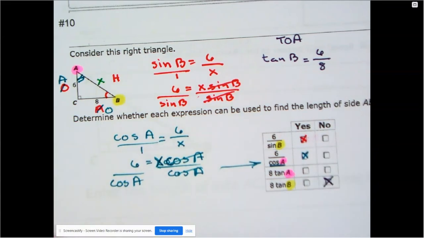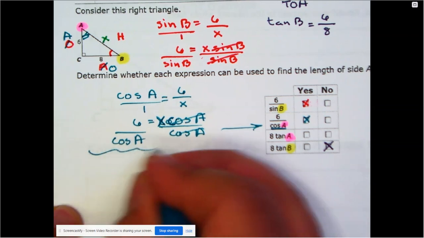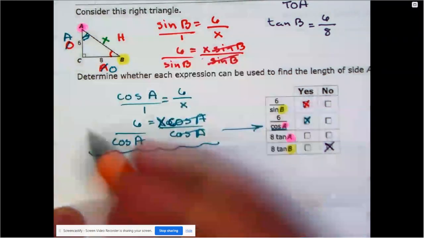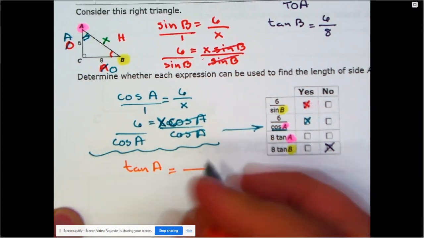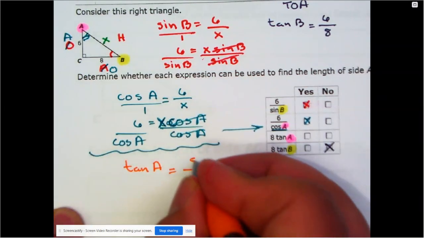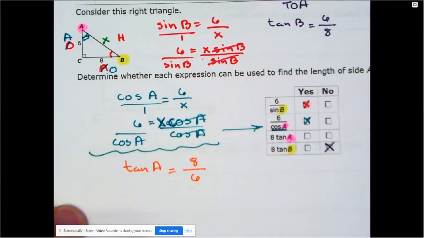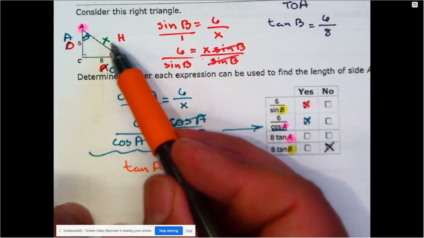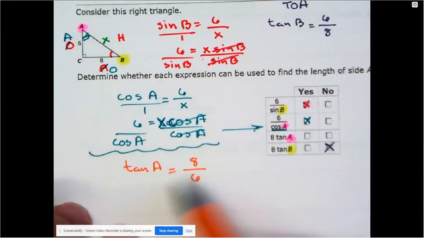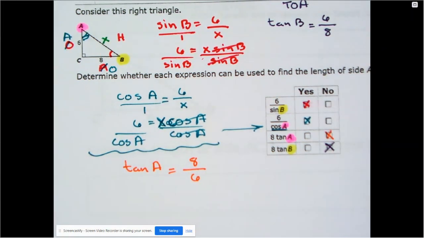So that's a yes. And finally, they want me to use tangent of A. If I were to use tangent of A, according to SOHCAHTOA, that is opposite over the adjacent. And you see, there comes that same issue. They're asking, what can I use to solve for x, for AB? There is no x, which means tangent is just a bad choice. So that's why we have yet another wrong answer there.